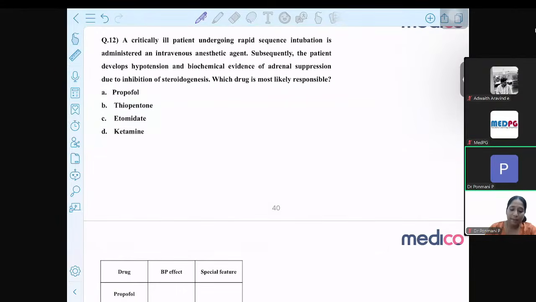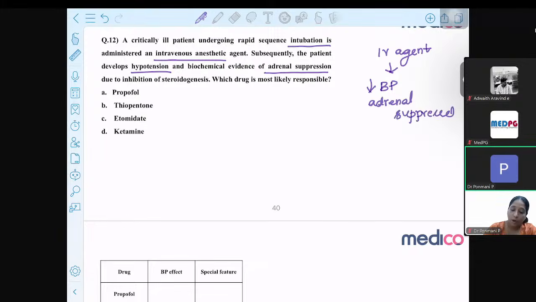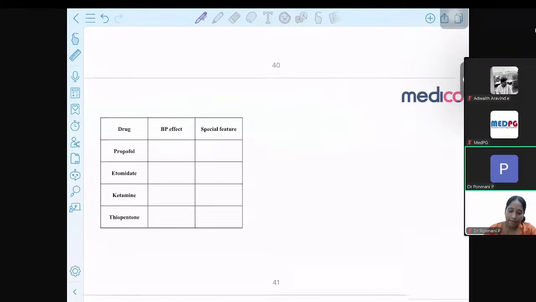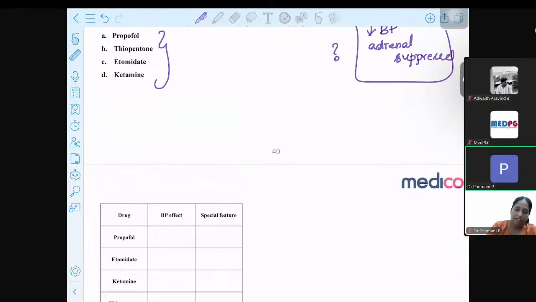A critically ill patient is undergoing intubation with an intravenous anesthetic. Subsequently, he develops hypotension and also there is adrenal suppression. So what are they saying? An IV agent is given. After giving the IV agent, the BP is dropping and the adrenal is also getting suppressed. And they are asking which drug is responsible for this effect. So now we will see about all the 4 drugs which they have asked.